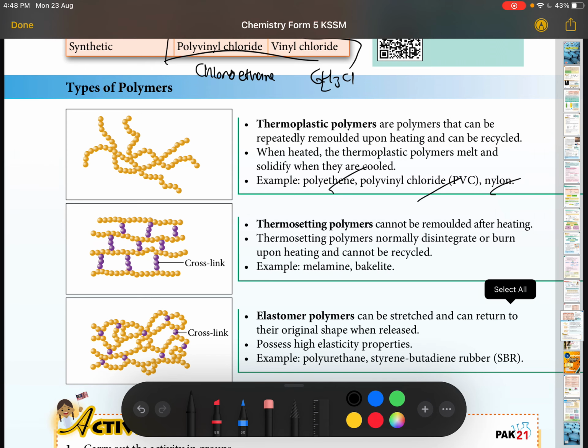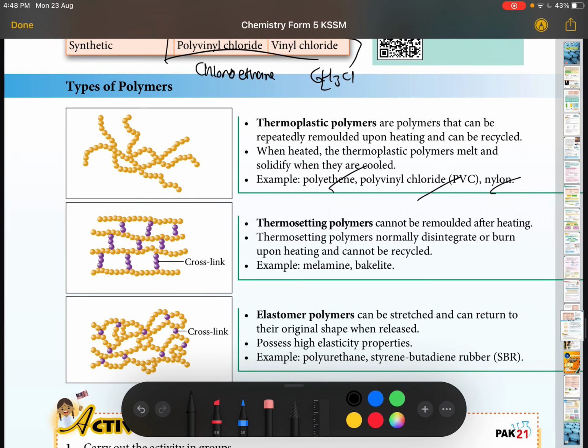However, thermosetting polymers are not the same. Thermosetting polymers have these crosslinks. These crosslinks make the thermosetting polymers harder. They are more durable. But the problem with these more durable polymers is that they cannot be recycled. They cannot be changed. They cannot be remolded. And if you want to get rid of it, you have to burn it. When you burn it, it is very polluting. It is a very dangerous pollutant.